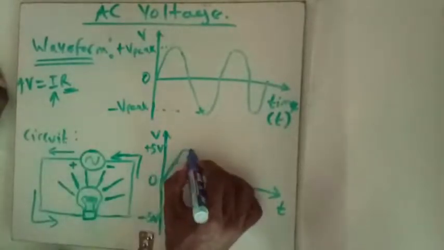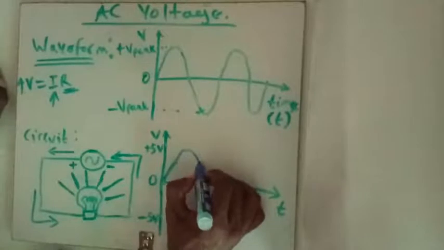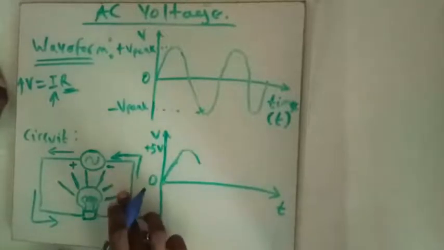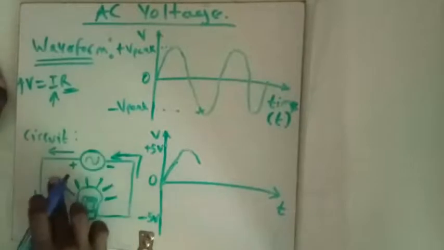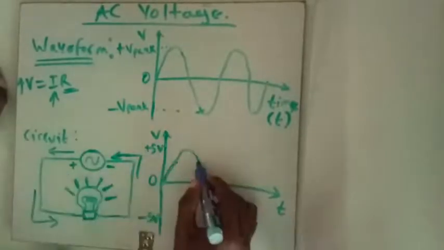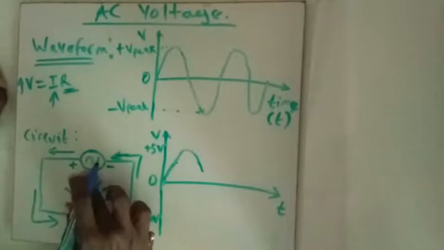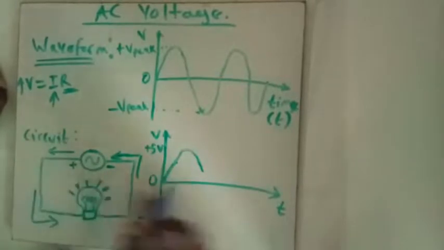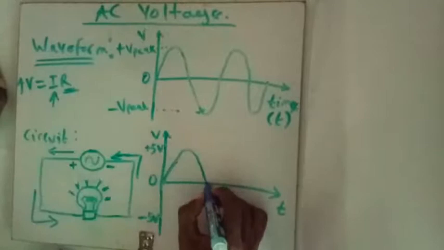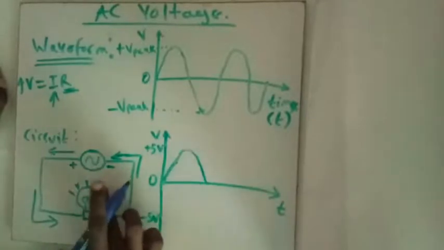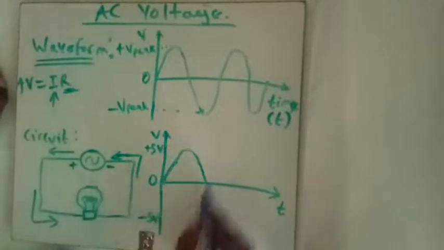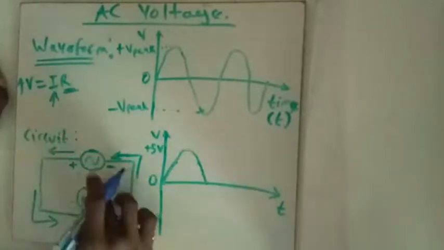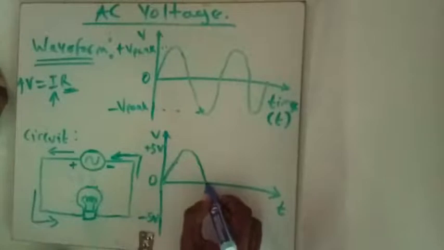Now after that, it starts to drop. As it begins to drop, you see that the intensity of the bulb begins to reduce. As this drops, it continues to reduce. Now when it hits 0, it goes off completely. The bulb is completely turned off here.